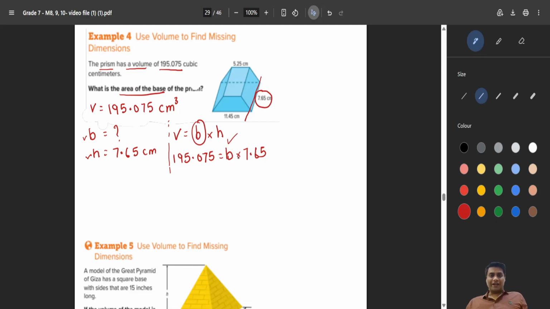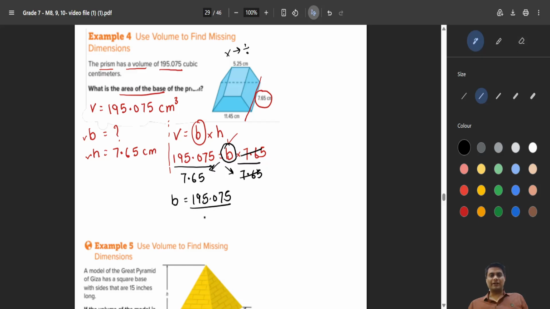So to find the B, we have to remove this number from here, correct? How will I remove this? I see multiply here. What is the opposite of multiply? The opposite of multiply is divide. So I will choose divide 7.65 here. If I do divide 7.65 on the right side, I have to do the same thing on the left side also. So divide 7.65 here also. 7.65 divide 7.65, that is gone. What is left here? Only B. Perfect. We need only B, correct? Equals, this divide this, 195.075 divided by 7.65.